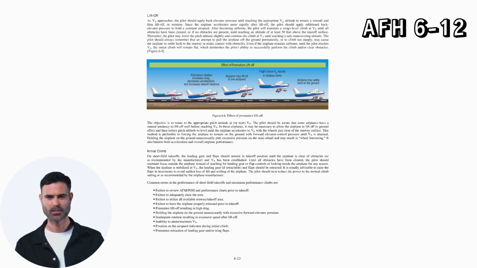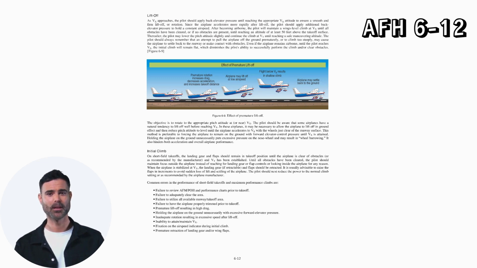Liftoff. As Vx approaches, the pilot should apply back elevator pressure until reaching the appropriate Vx attitude to ensure a smooth and firm liftoff or rotation. Since the airplane accelerates more rapidly after liftoff, the pilot should apply additional back elevator pressure to hold a constant airspeed. After becoming airborne, the pilot will maintain a wings level climb at Vx until all obstacles have been cleared, or if no obstacles are present, until reaching an altitude of at least 50 feet above the takeoff surface.